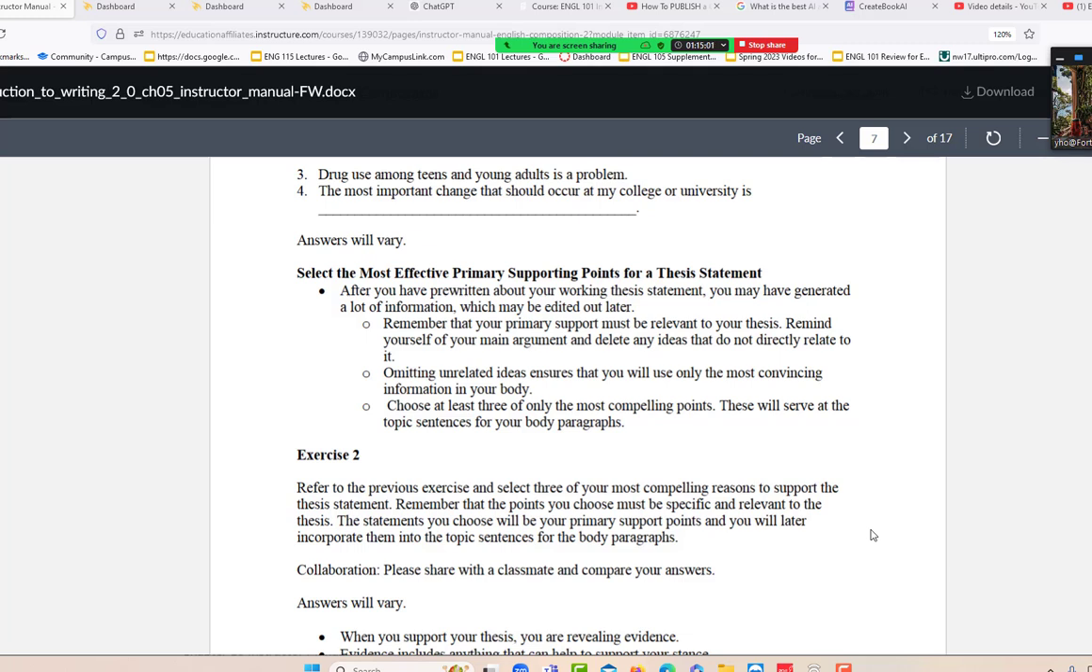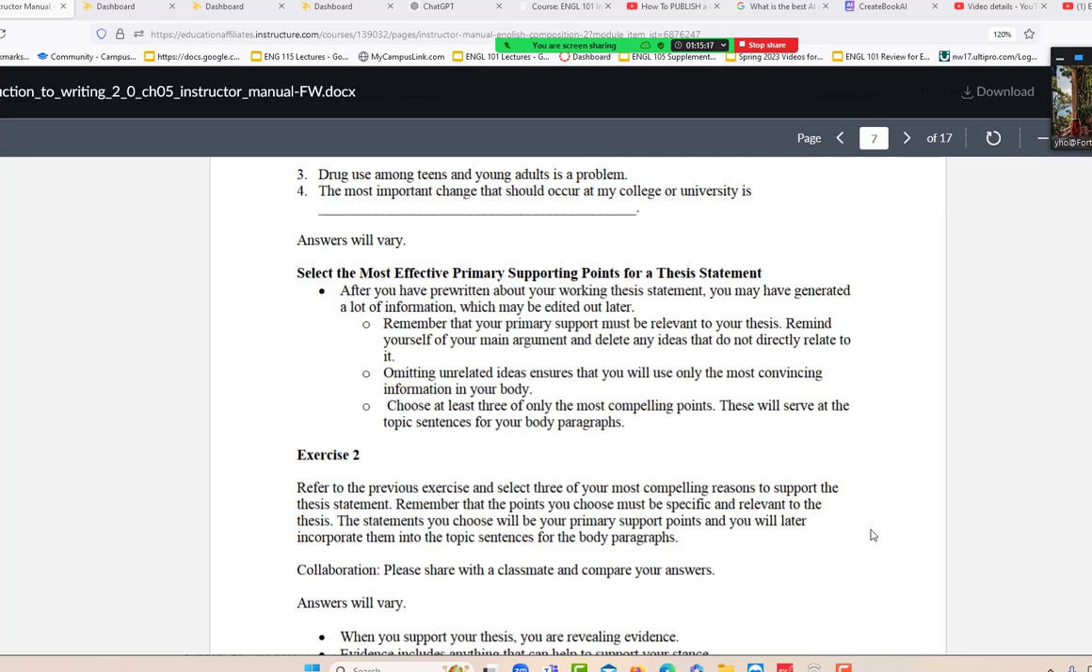Choose at least 3 of only the most compelling points. These will serve as the topic sentences for your body paragraphs. So your primary supporting points are the reasons for your claim.